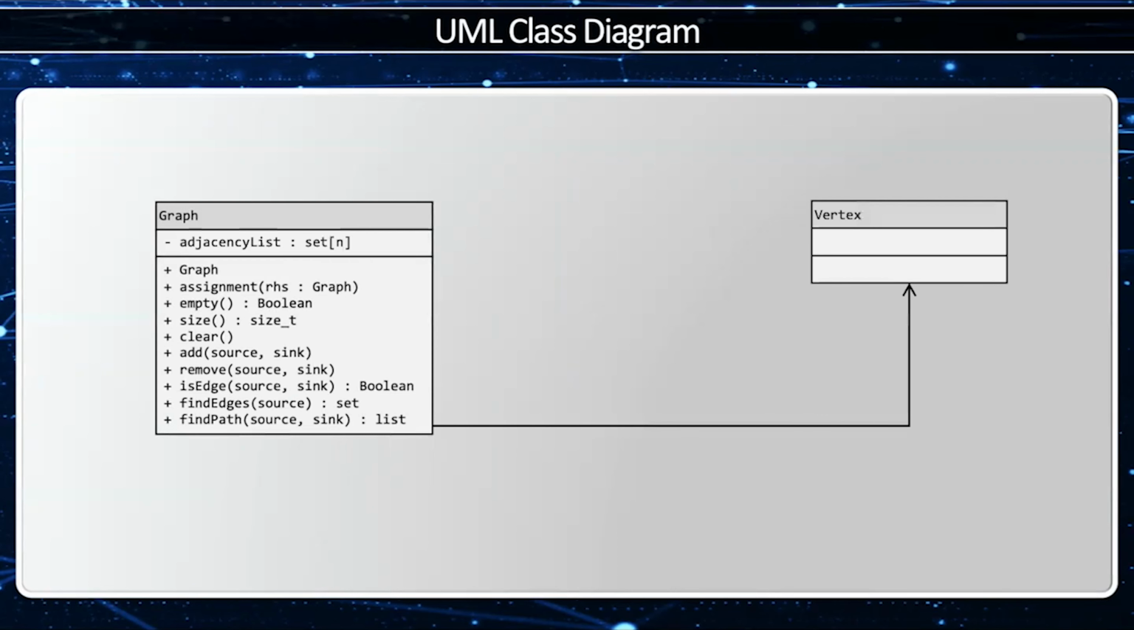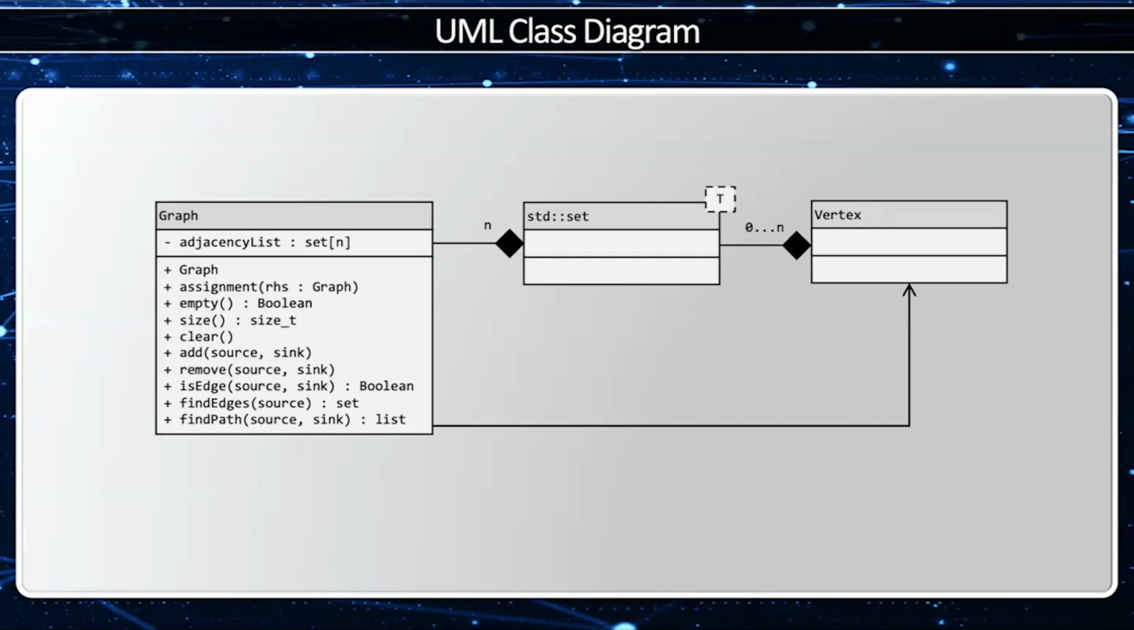We also have an adjacency list, which is a set of n edges. And so we have a set where T is a collection of vertices, and there's going to be n of these because we're going to have an array of sets, and every T is going to be a vertex. And there's going to be between 0 and n vertices. 0 if there's no out degree for the given vertex, and n if a given vertex has an edge to every other vertex in the graph.